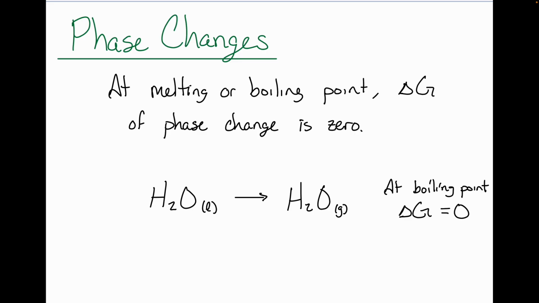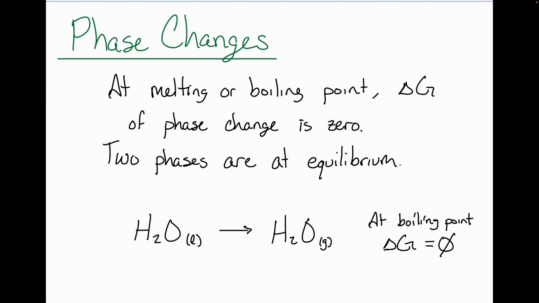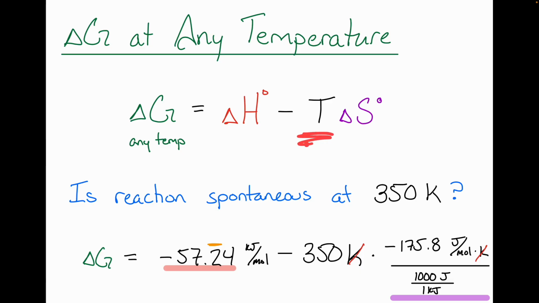That's what it means to be at that boiling point. This reaction no longer has a preference for one side or the other. These two phases are in equilibrium with one another is another way to say that. Let's actually write that: our two phases are at equilibrium. This reaction's no longer going forward, no longer going backward. So now we know what the delta G is at that particular temperature, which means we can use this equation to approximate our melting point.